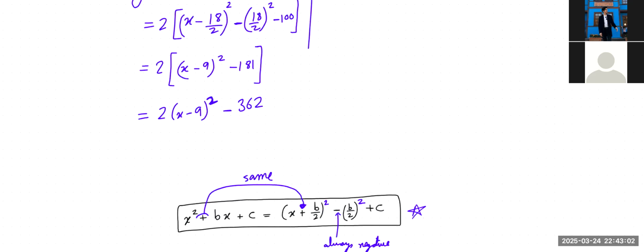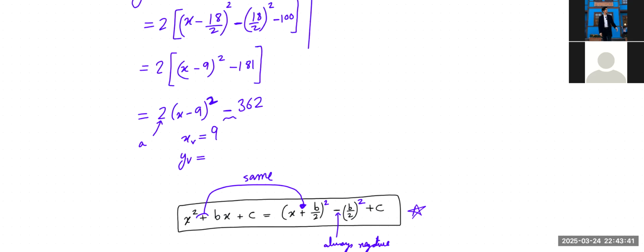So now, using this, what is a? 2. What is the x value of the vertex? 9. Exactly, not minus 9, but just 9. And what is the y value of the vertex? Is it always positive? No, it's the opposite. If it's minus 9, it's 9. If it's positive 9, it's minus 9. And the y value is... I forgot. Isn't that just the y-intercept?